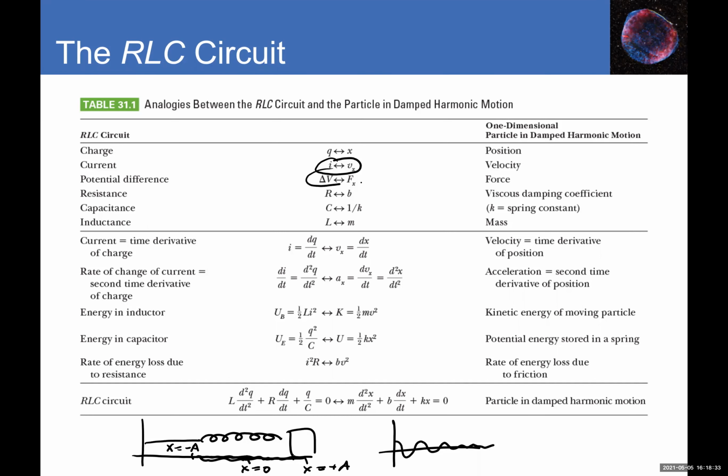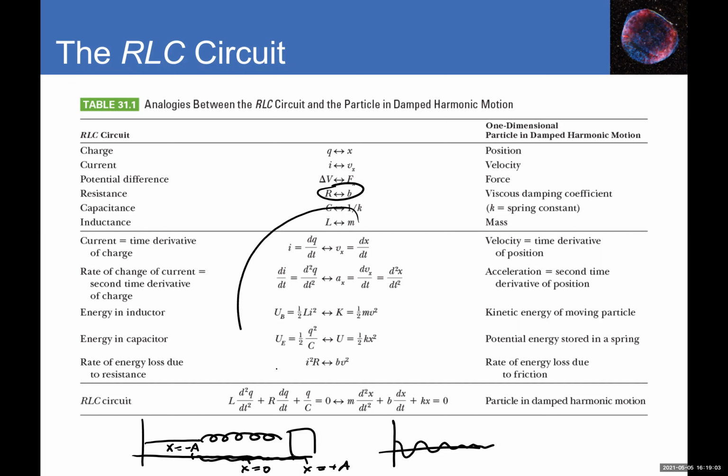Then potential difference is analogous to force, because it's a driving mechanism, right? What drives the current? Delta V. What drives the particle? Well, the force. And in the damped harmonic motion, we had this viscous damping coefficient, B, and for us, it's just the resistance R. Okay. So the capacitance is analogous to 1 over K, and the inductance is analogous to mass. Okay. And then you can see, right?